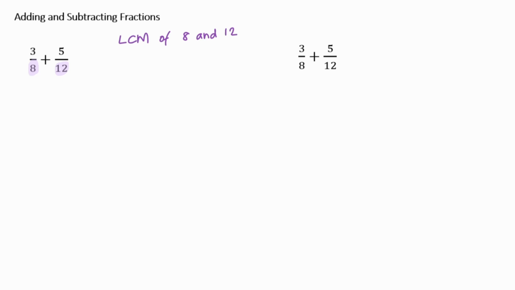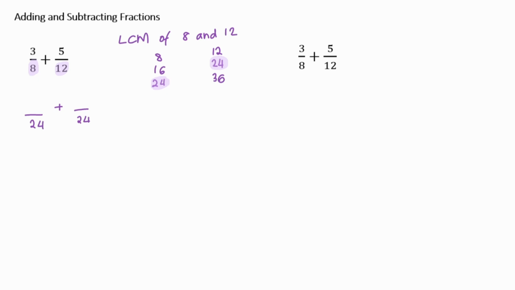To find the LCM, we can first look at a few multiples of 8, numbers that appear in the 8 times table. And we can then look at a few multiples of 12, numbers that appear in the 12 times table. So as we can see, we have got a common multiple in both these times tables, which is 24. So what we are going to do is we're going to put both of these fractions over 24.